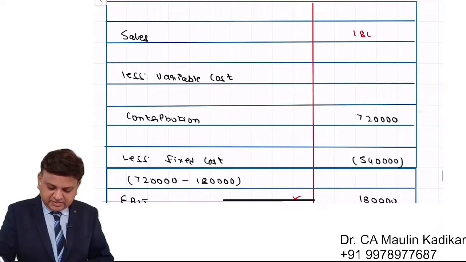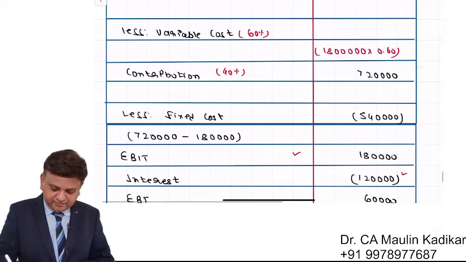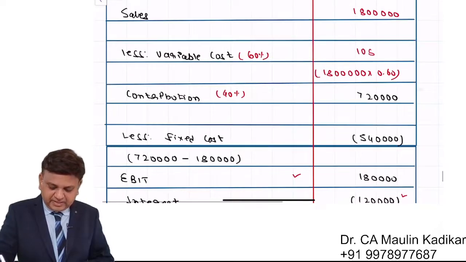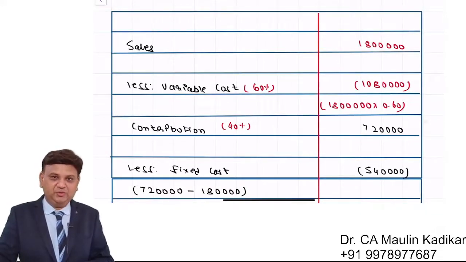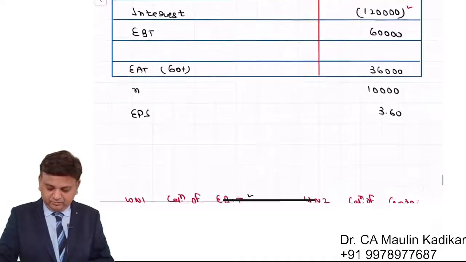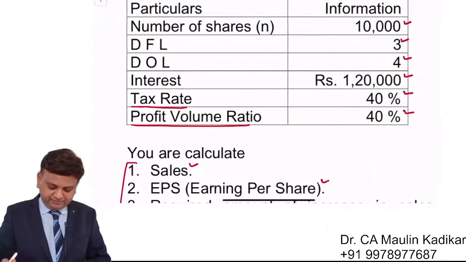This is 18 lakhs. Contribution is 40% of the revenue, so variable cost would be 60% of the revenue. So it is 18 lakhs into 0.6. That comes to 10,80,000. That is the way we can compute the variable cost too. This is the answer of the first and second part of the question.